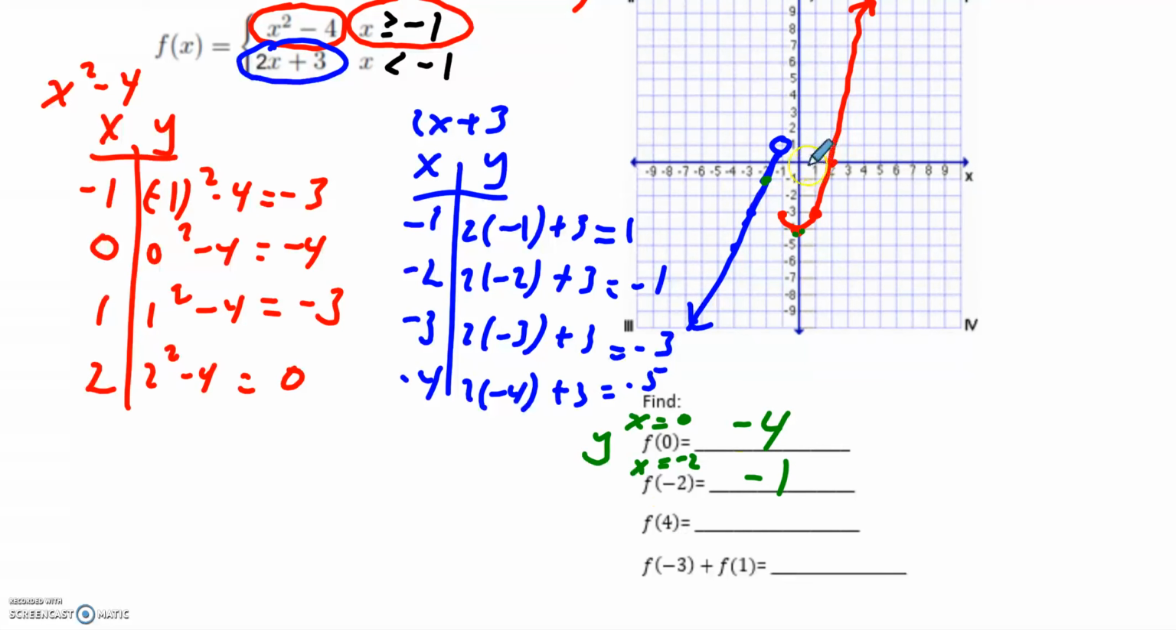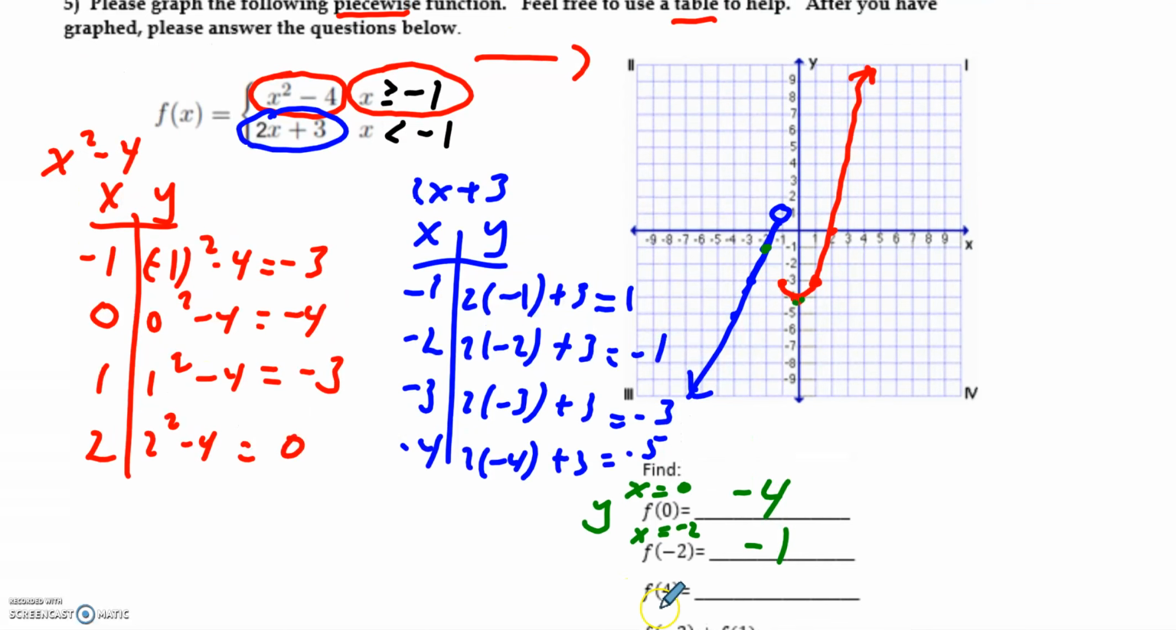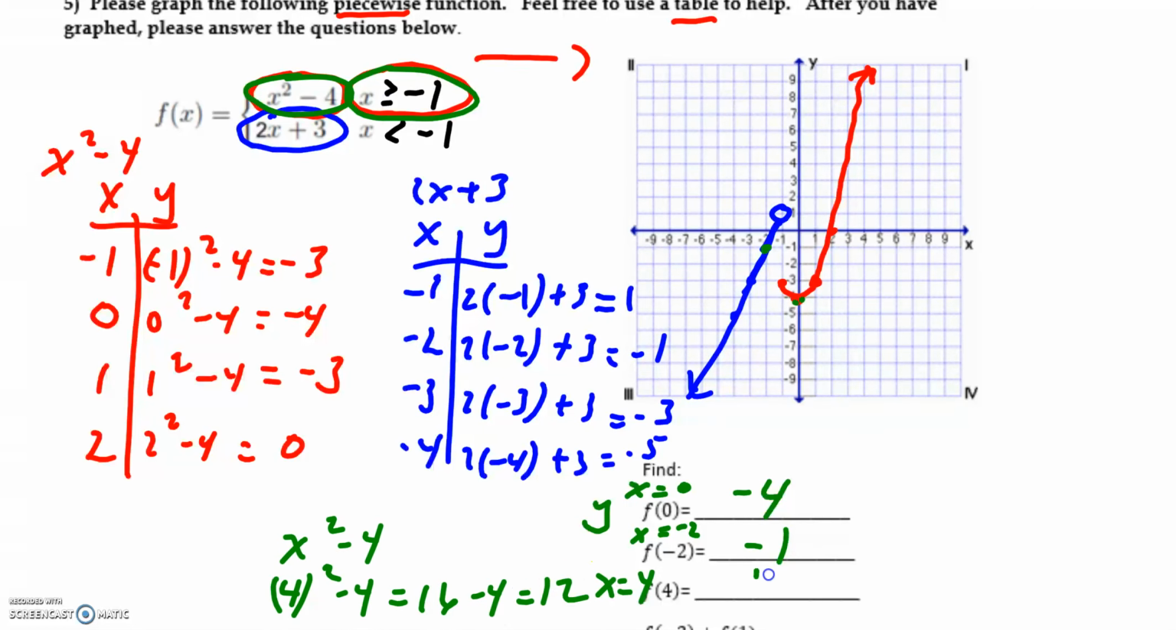f of 4, I go over to x equals 4, and it looks like it's somewhere around here, but I'm not exactly sure because we didn't use it in our table. So what you would do in this circumstance is look at x equals 4 and ask yourself which interval would it make more sense for 4 to be in, greater than or equal to -1 or less than -1. I would say it makes more sense in this interval, which means I'm going to plug 4 into the function x squared minus 4. So if I did 4 squared minus 4, I would get 16 minus 4, or 12.